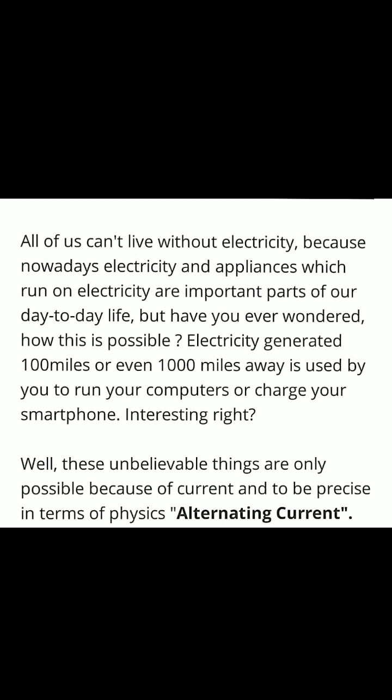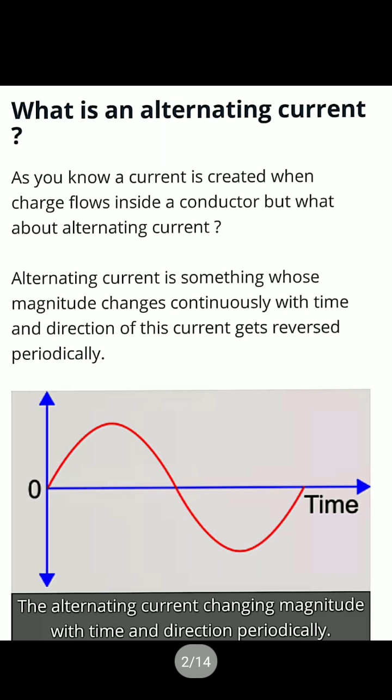This electricity is generated 100 miles or even 1000 miles away. It is used by you to run your computers or charge your smartphones. In physics, this kind of current is called alternating current. Everything related to alternating current we discuss in this chapter. So first we have to understand what an alternating current is.